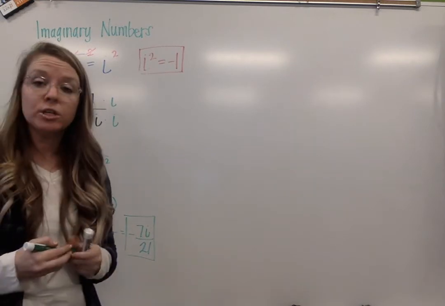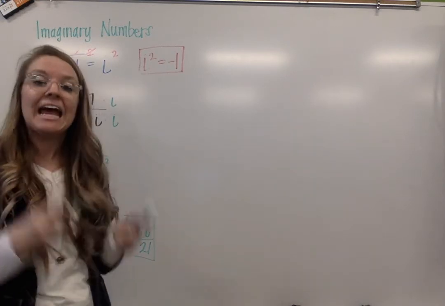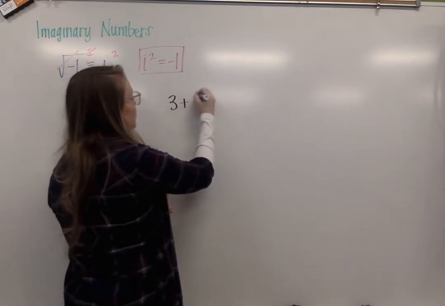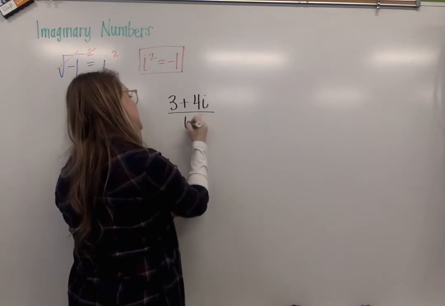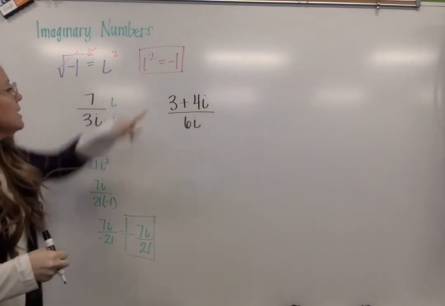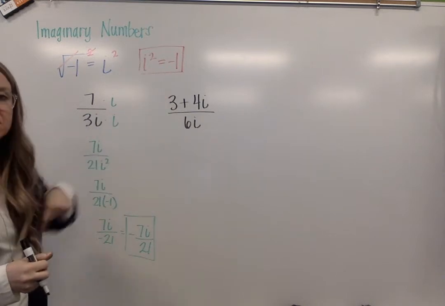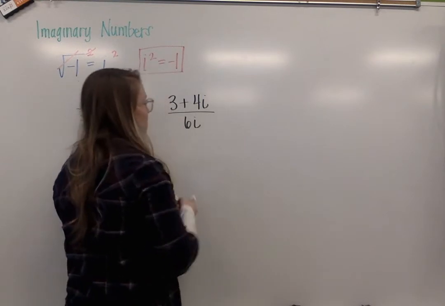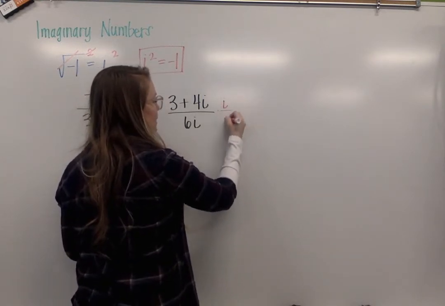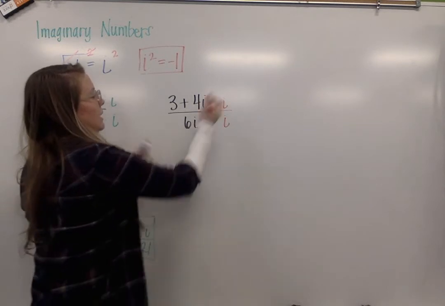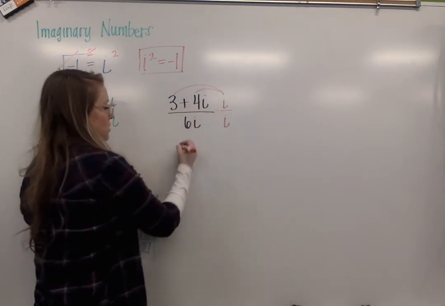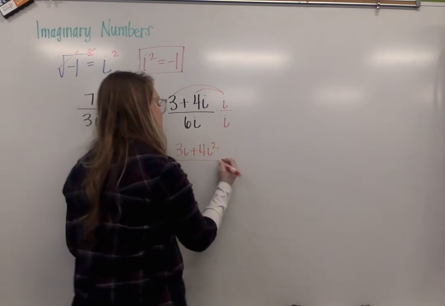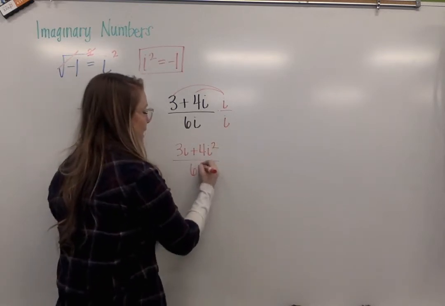Simple enough. All we're doing is multiplying by that i to get i out of the denominator. So let's look at 3 plus 4i over 6i. Now our numerator is a binomial, but that doesn't change anything. I'm still going to come in and multiply by i to the numerator and to the denominator. In the numerator, we're going to distribute, so that's 3i plus 4i squared all over 6i squared.